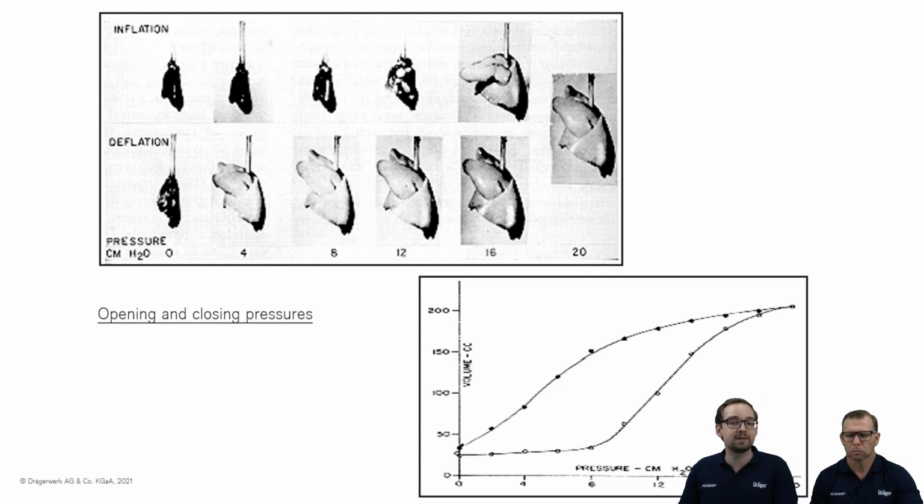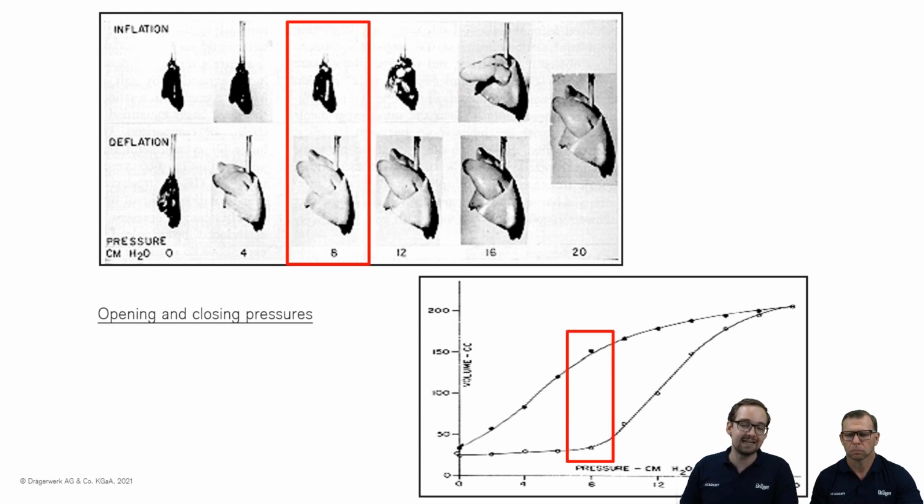During deflation, you can see that when we are going down in airway pressures, the lung remains open for a longer period of time. For instance, when comparing an airway pressure of 8 millibar during inflation, the lung is still collapsed. However, once the lung has been opened, it remains open even at an airway pressure of 8 millibar. This is a very good example of the hysteresis of the lung, the different behavior during inflation and deflation, showing us the difference between an opening and a closing pressure.